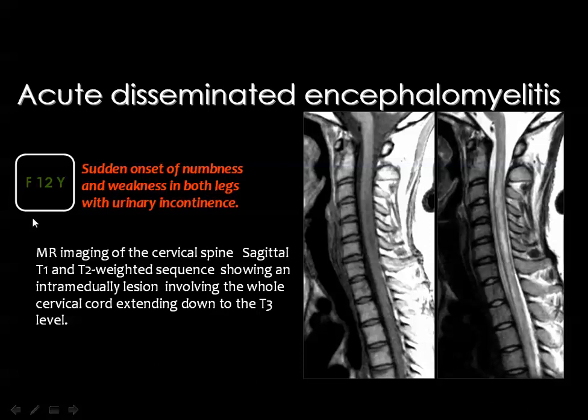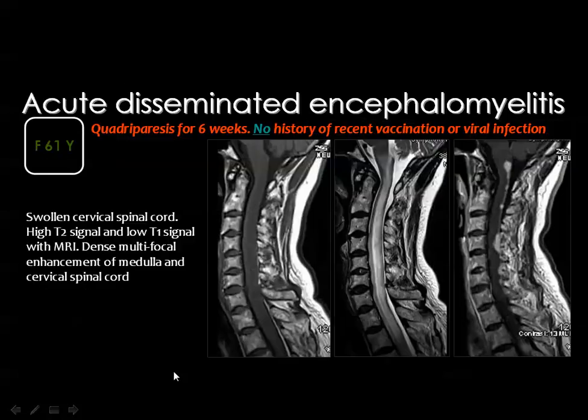But if you know that this female child has developed sudden onset of numbness and weakness in both legs with urinary incontinence, this is okay for transverse myelitis as well. But how can you predict that this is acute disseminated encephalomyelitis? It is the history of a recent flu-like attack or a recent vaccination within 10 to 15 days before the onset of these symptoms and the appearance of these MRI abnormalities in the spinal cord.